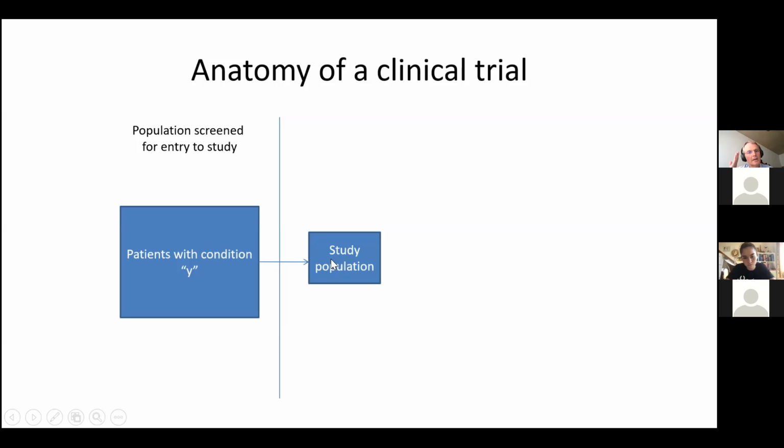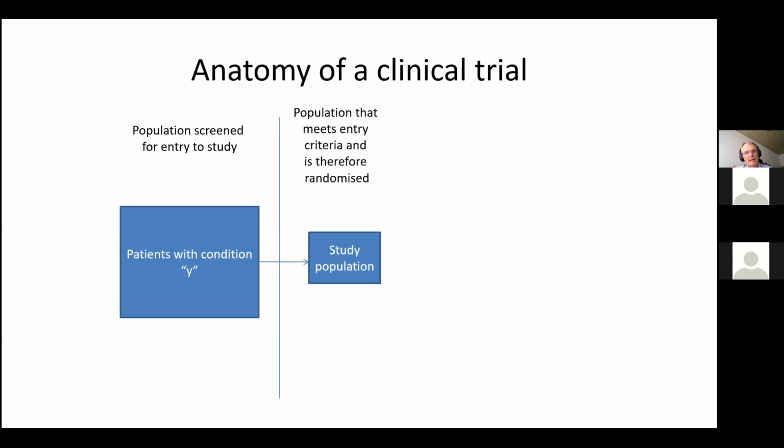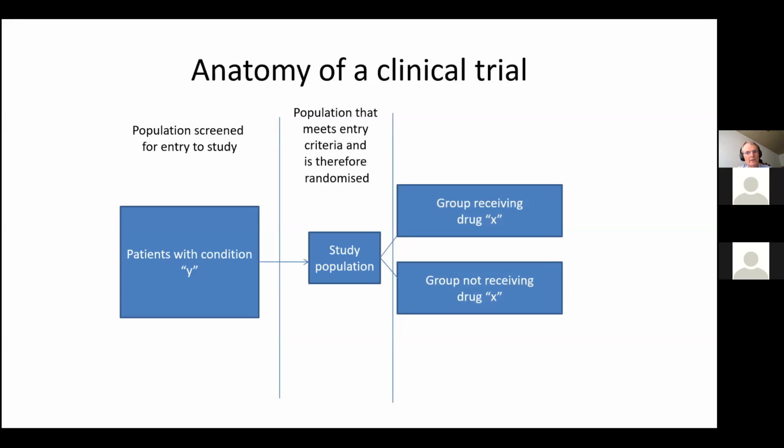So a population typically is screened for entry to a clinical trial, and they meet some criteria to get into that trial. And then after that population has met the entry criteria, they're usually randomized into two groups. And randomization is very important. I'll come back to why it is in a moment. But they're randomized into a group who does receive the drug that we're interested in, so a group receiving drug X. And they're randomized also into a group that do not receive drug X, our control group. And those groups are compared over time for the development of whatever endpoint it is that we're interested in.